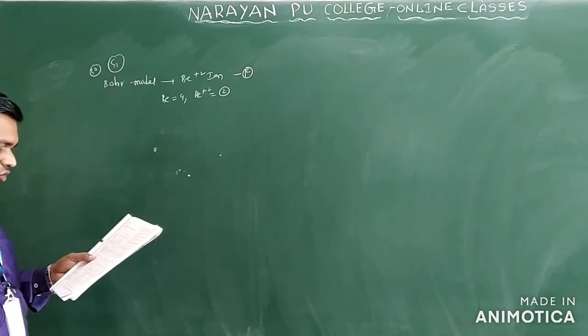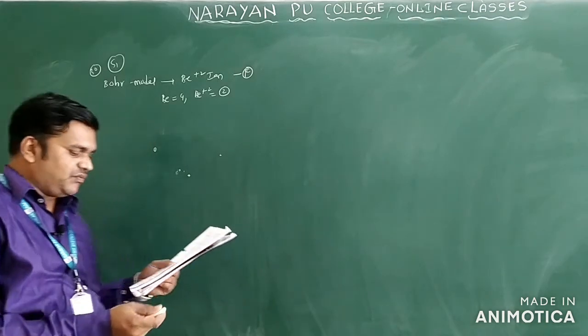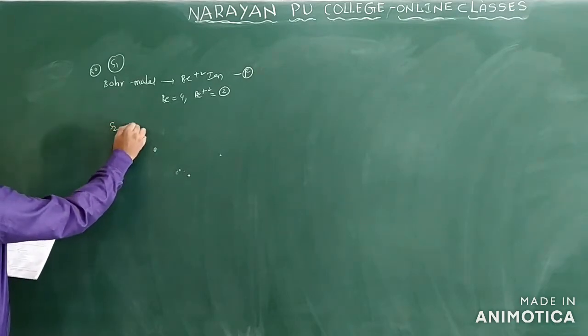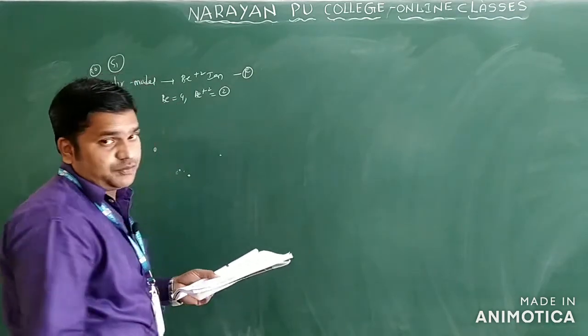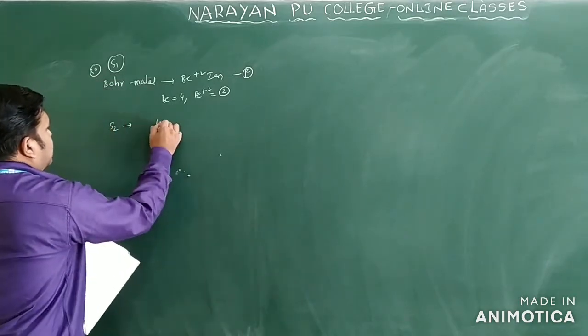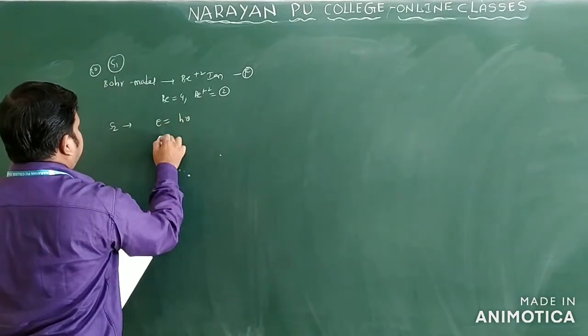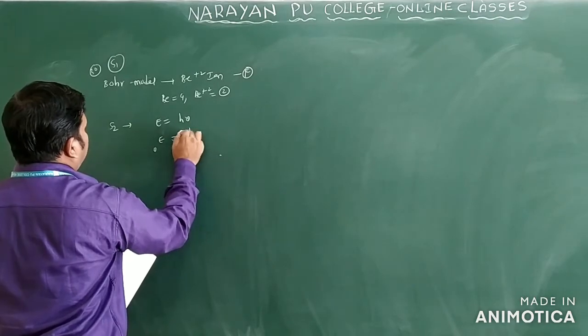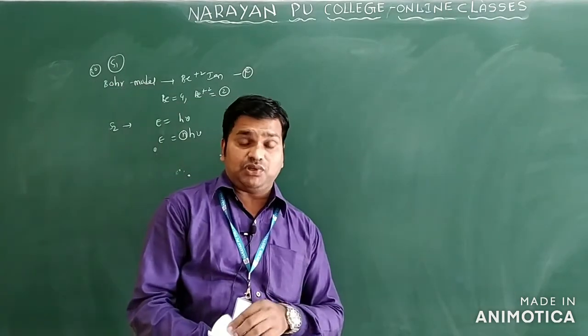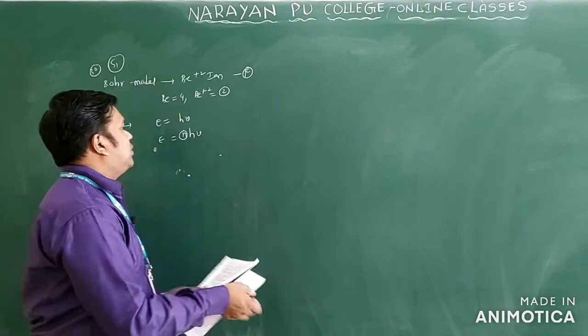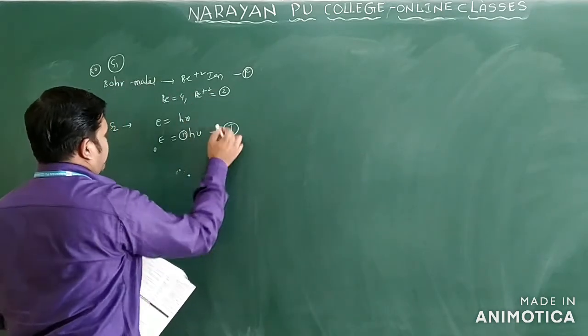Total energy coming out from the light source is an integral multiple of which one? Energy of one photon. Now you know E is equal to h nu. We will write E is equal to n into h nu. What is n here? Integral multiple of each photon only. So this statement you can say is a true statement.